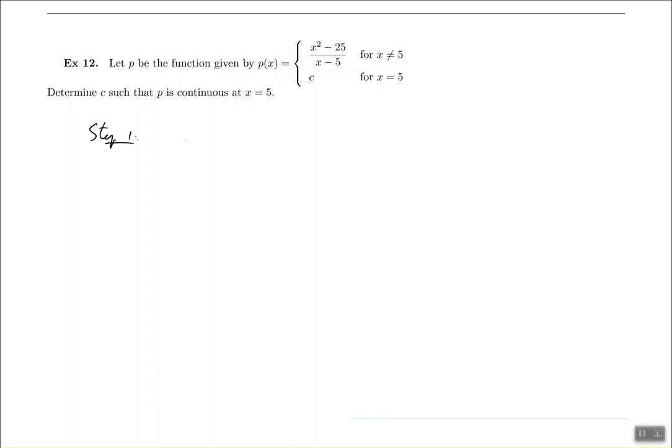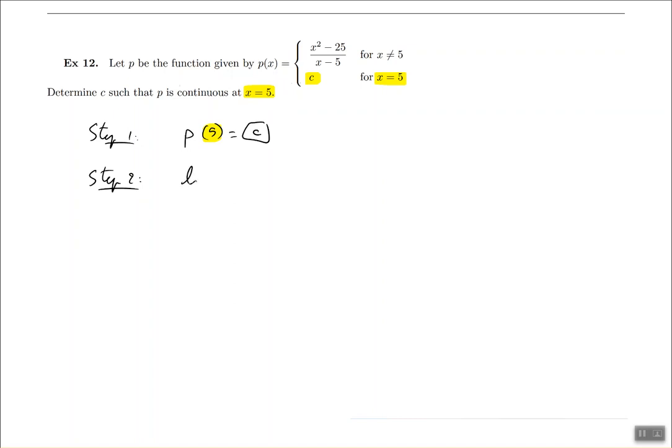Step number 1 says plug in the 5 into the function, in this case it's called p of x. So we're going to plug in 5 because 5 is the border. And notice that when x is equal to 5, your answer is supposed to be C. And remember, C is just a random number that you have to choose eventually yourself.